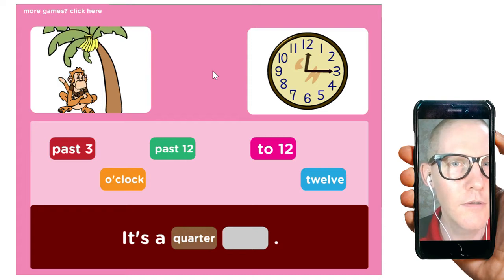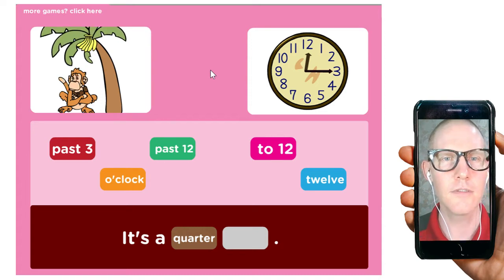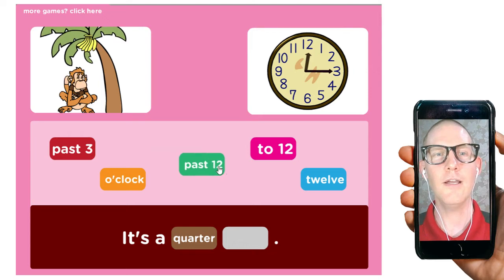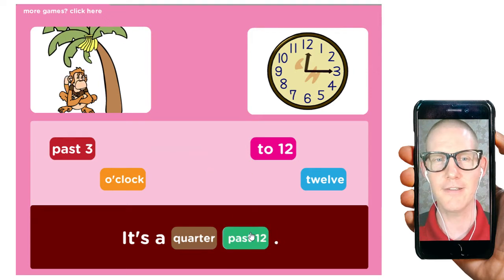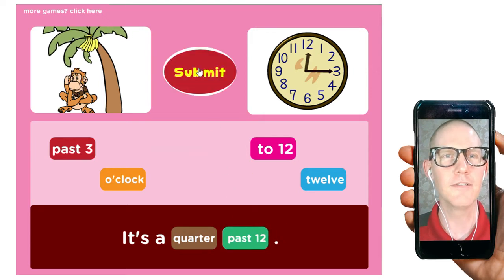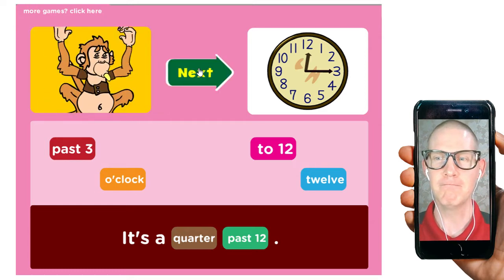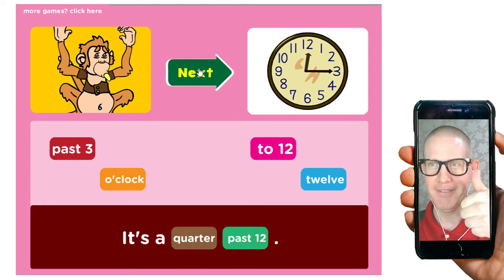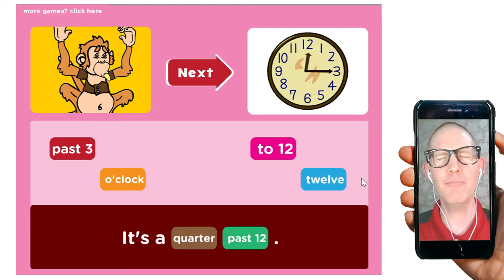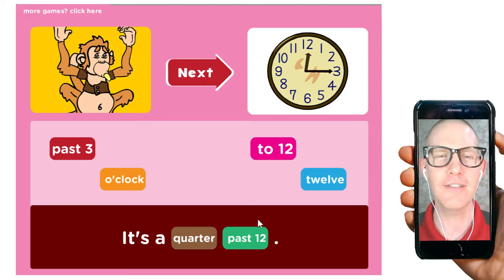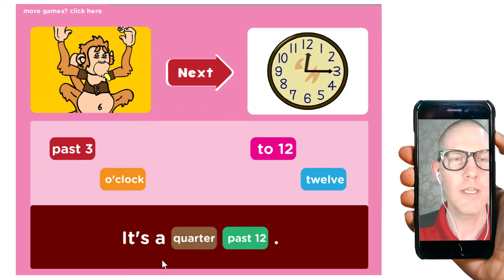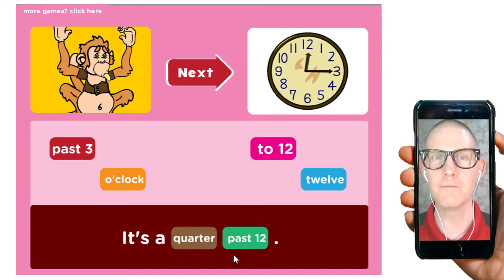What's wrong? Quarter. Oh, there it is. I've got to put in the past. 12:15. Let's check that. Leahuda says the green one. Yes. Not the blue pill. It's the green one this time. All right. So repeat after me. It's 12:15.